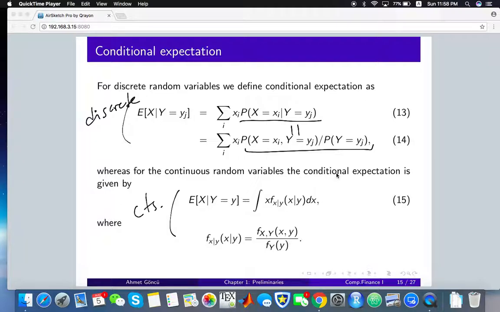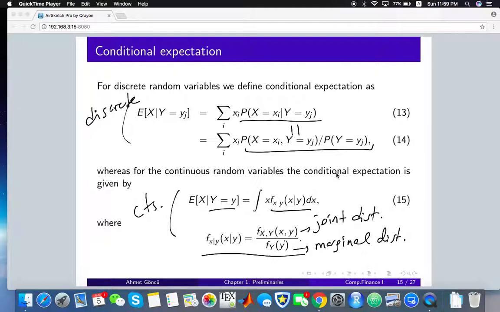And similarly for the continuous random variables, the conditional expectation of x given y can be written using the conditional distribution of x given y. Now we have a continuous distribution, so we have to take the integral of this distribution. But still, you can apply a similar property here. The conditional distribution can be calculated from the joint distribution of x and y divided by the marginal distribution of y. So this is the marginal distribution, and here we have the joint distribution.